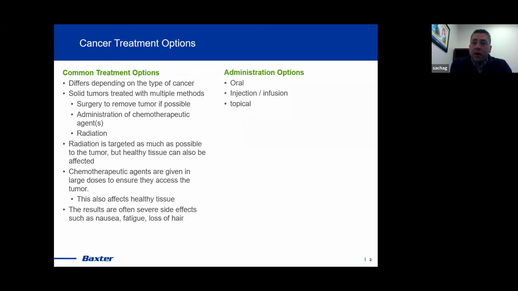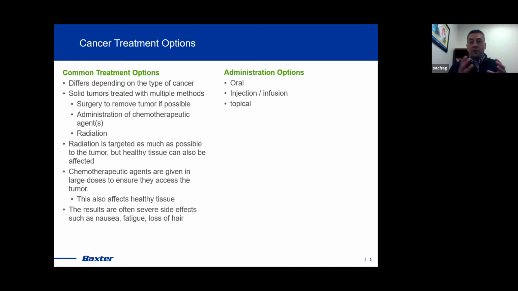Let's start by considering current cancer treatment options. They differ depending on the type of cancer, but solid tumors are typically treated with multiple methods. First, surgery, if possible, if you can use it to remove the majority of the tumor. There are even diagnostic agents out there now that can help highlight the tumor's edges around healthy tissue so that the surgeon can follow those highlighted areas and remove all of the tumor cells. Other methods are administering chemotherapeutic agents and also radiation. Radiation is targeted as much as possible to that tumor area, but by and large, we still hit healthy tissue. So there's still healthy tissue that's deeply affected and can result in a lot of scarring.